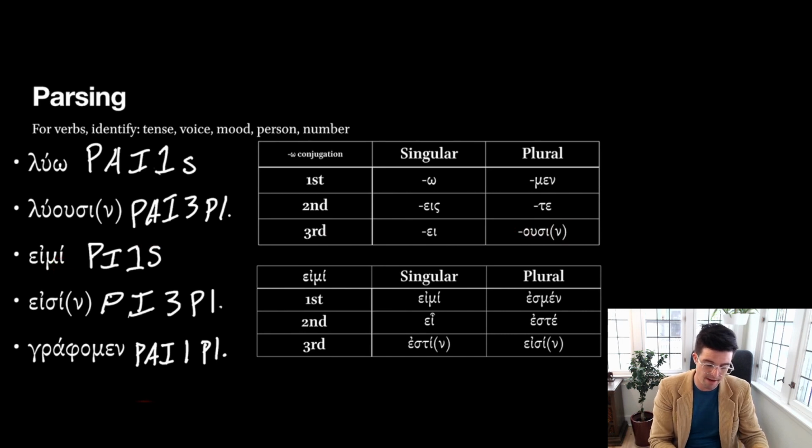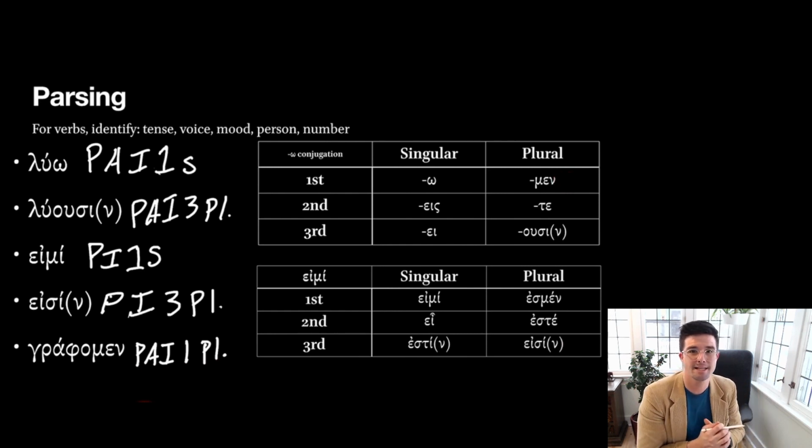And then eİmī is where we have something just a touch tricky. We have a present indicative. There's no voice with the to be verb, remember. And then first person singular. Eisen should be present indicative, third person plural. And then graphomen is present active indicative, first person plural. Notice our men ending here. All right, that's all we have for the present active indicative, the future active indicative. Next up is second declension nouns.